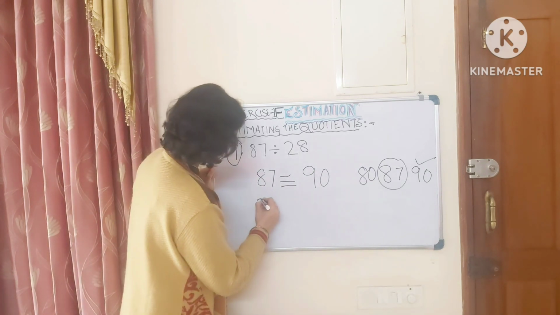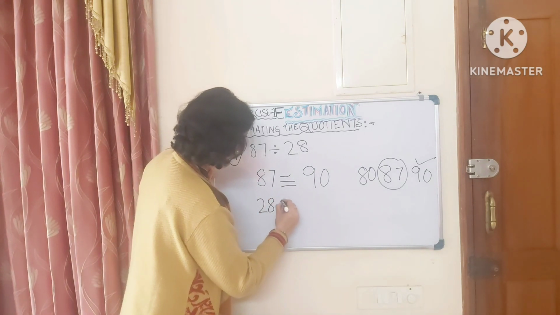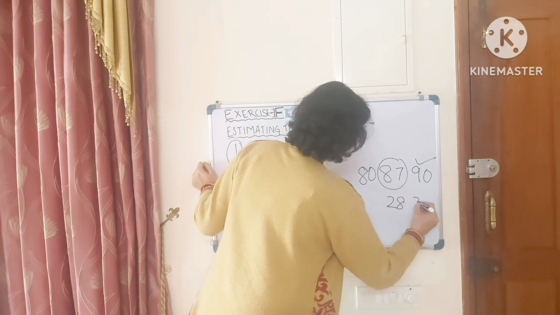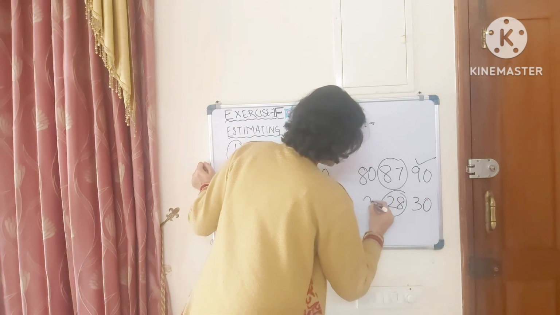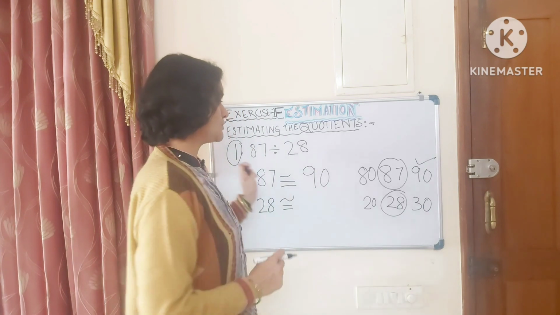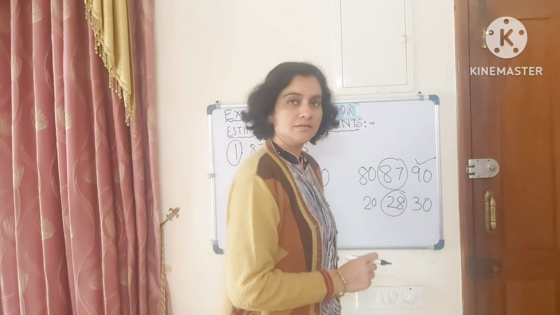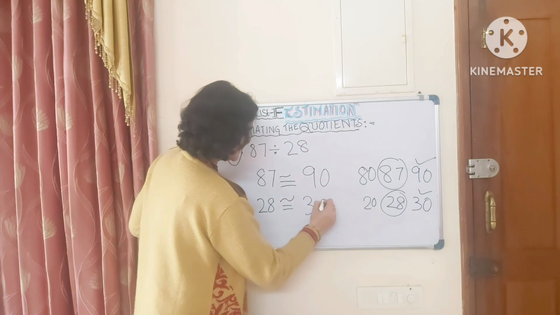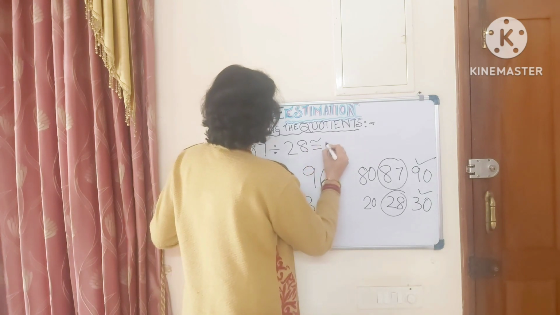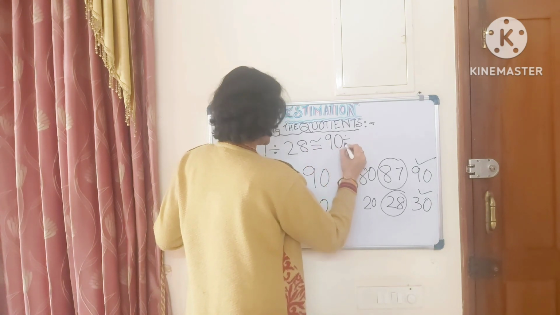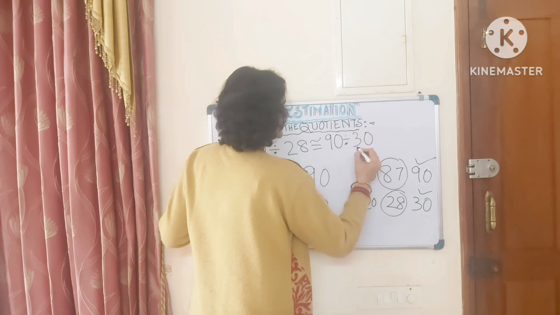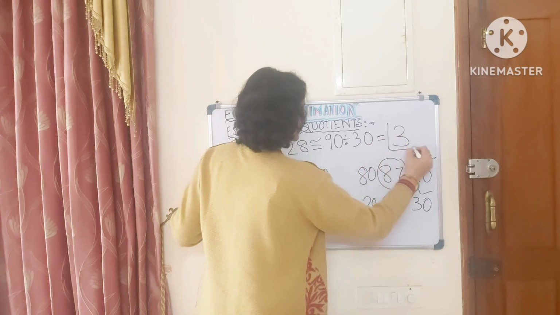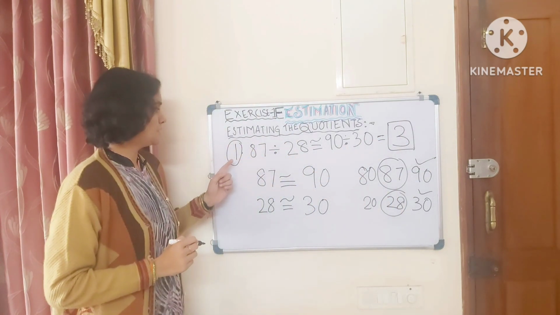Now we will move to 28. Similarly we need to find the approximate value. Again 28, after estimating, will be either 30 or 20. Which number is closer to 28 on the number line? 30, right? So it will become 30. So after estimation, it will become 90 divided by 30. 30 into 3 is 90. So 90 divided by 30 will give me 3. So this is the answer for question number 1.